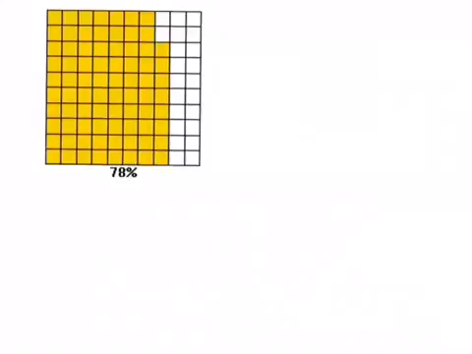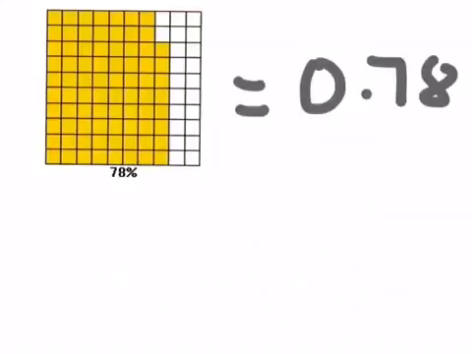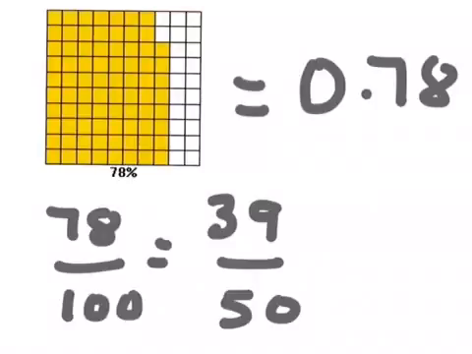This example shows 78%. 78 out of 100 of the squares are colored in yellow. So I can write as a decimal number 78 hundredths, and as a fraction I can write 78 out of 100. I can also simplify that fraction by dividing both the numerator and the denominator by 2 to get 39 out of 50.